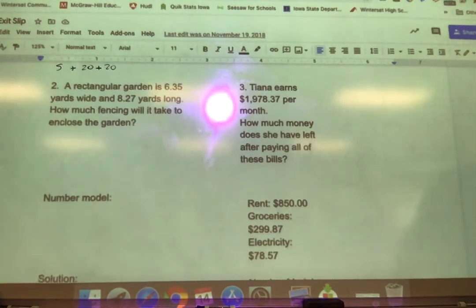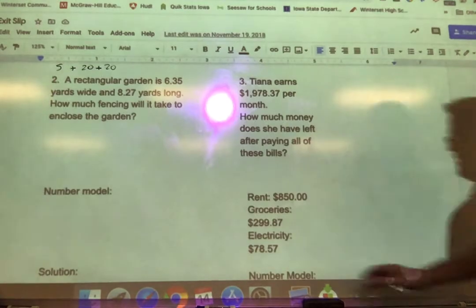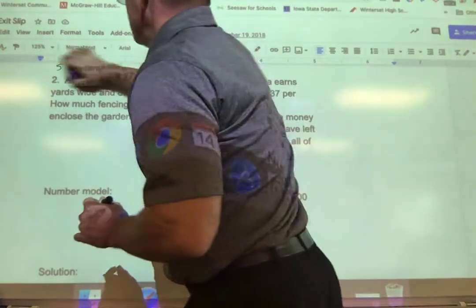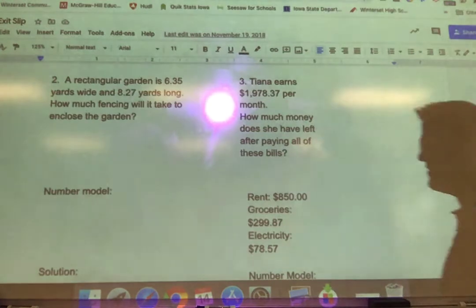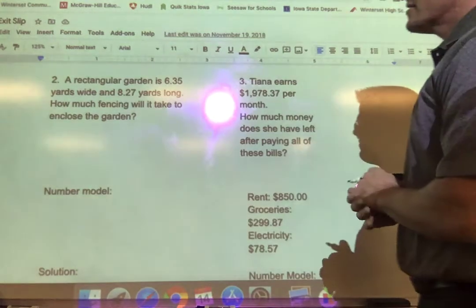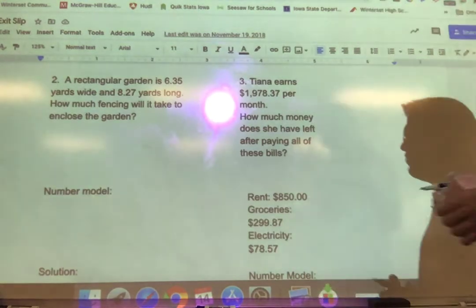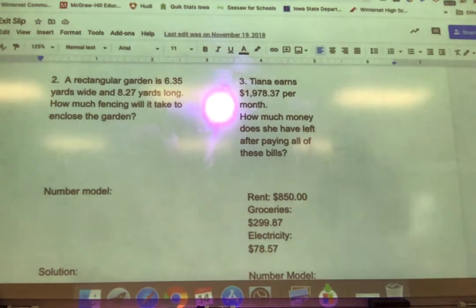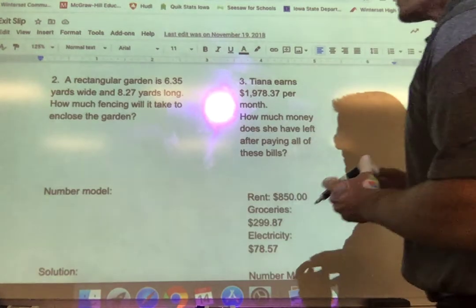Again, we got a little word problems going along with it this time, if we can decide what to do. So a lot of times you got to read carefully and see what it's asking us to do. I'm going to add, subtract, multiply, divide. What am I going to do? So we got to have some understanding, be a good reader. It says a rectangular garden is 6.35 yards wide and 8.27 yards long. How much fencing will it take to enclose the garden? How much fencing do I need to enclose it?